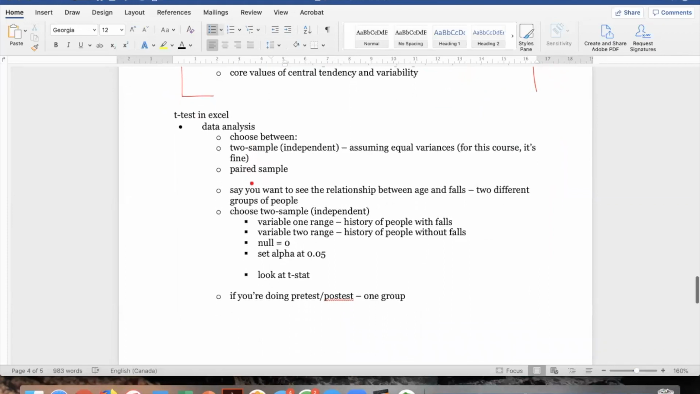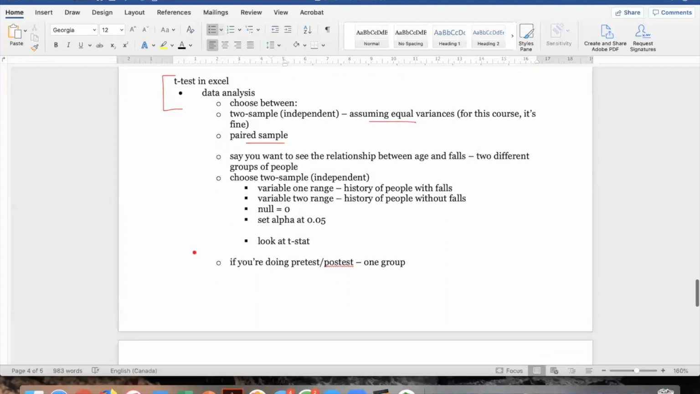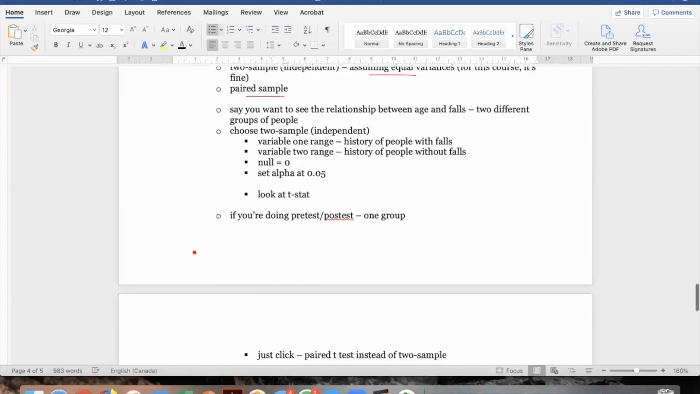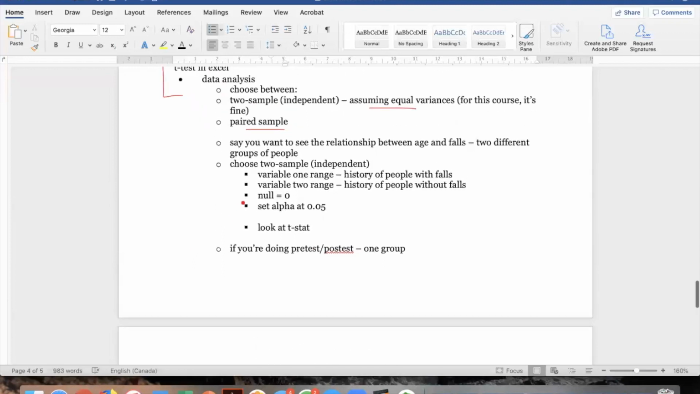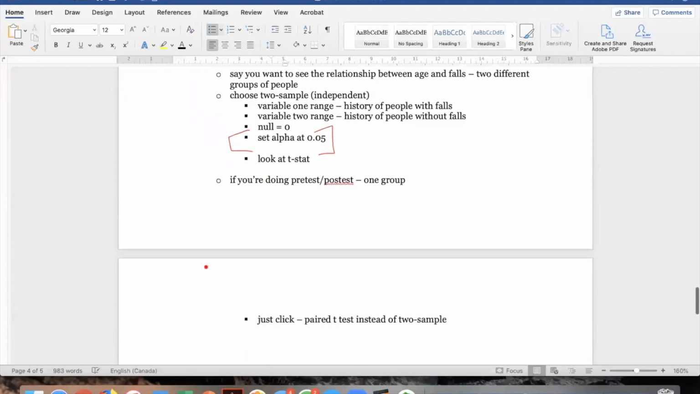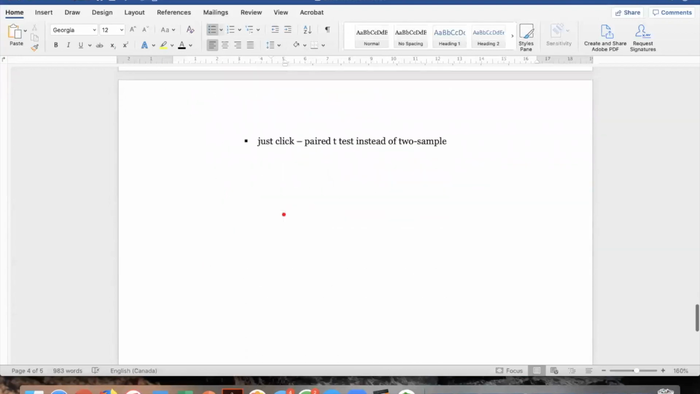Oh, look at this. We broke this down. That's nice. So this is awesome. You'll have these instructions in your notes. This is just how to do it. You go to the data analysis tool pack. You decide whether it's going to be an independent, and then assume equal variances, or a paired sample. You're going to set the alpha at 0.5. We'll talk about that later, I think, if you're doing a pre-test, post-test.